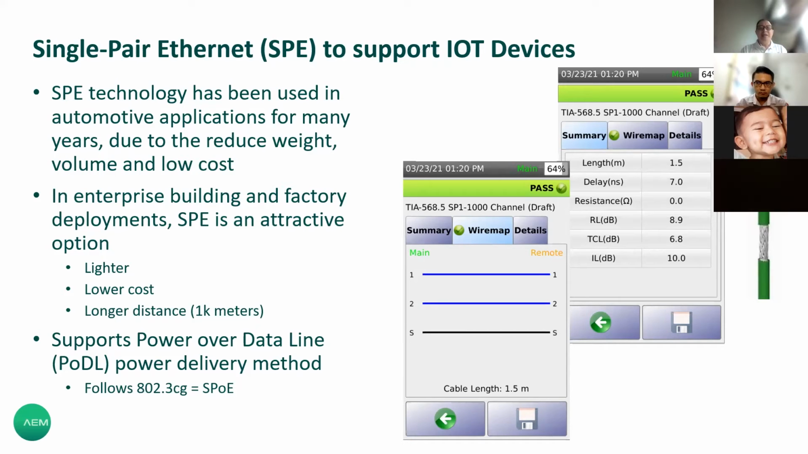So in enterprise building or factory deployment, why is the single pair Ethernet cable option preferred? The 3 main points: lighter, lower cost, and longer distance. Because in some factory deployments, they do not need 1 gig. They just need a 100 meg application. So it can support up to 1 kilometer and also can support PoE, and so on. So these are the things just to look out for and keep in mind as we move on into the cable transformation, especially in buildings or smart building or data center.